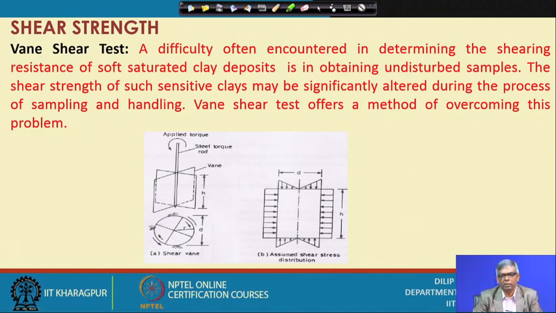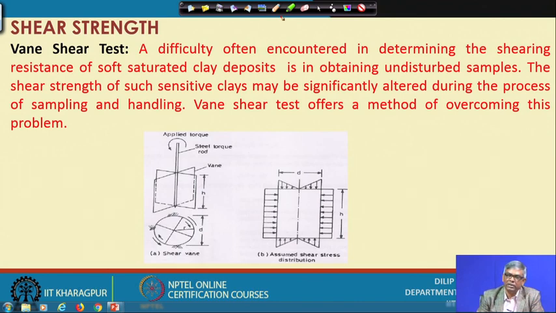Now, lastly, I have listed several tests. I have mentioned the direct shear test, the triaxial test, the unconfined compression test, and also the vane shear test. The vane shear test is a very important test, a field test basically. Why and where do we apply this field test?